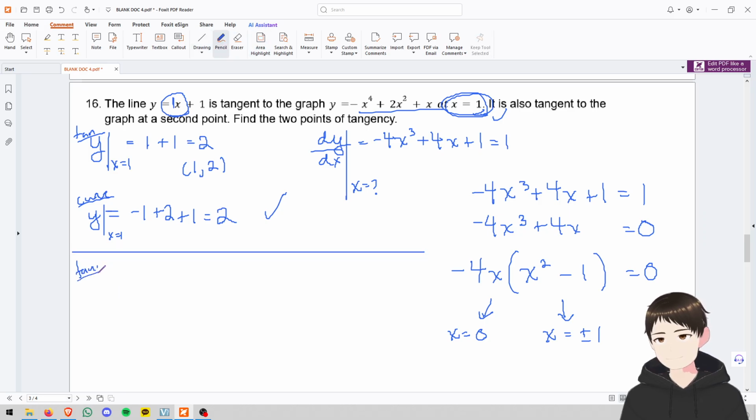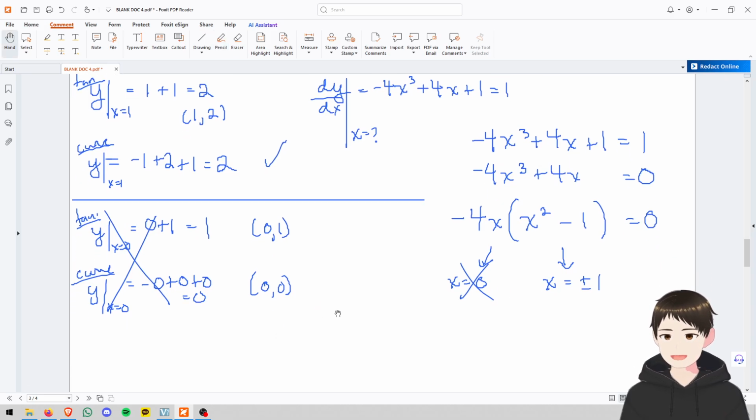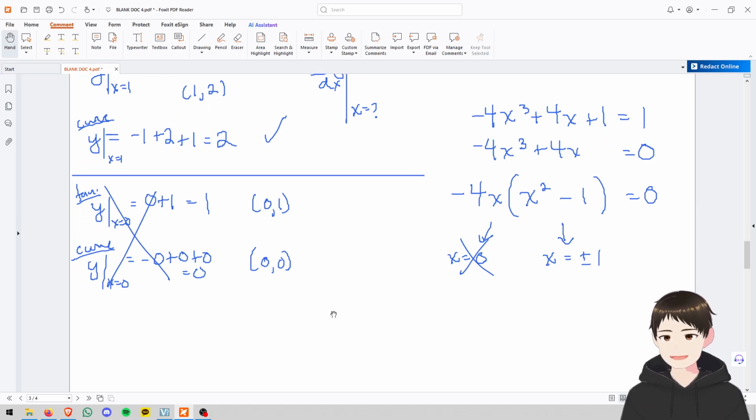Tangent: y at x equals 0 is 0 plus 1, which is 1. So the point 0, 1 is on the tangent. On the curve, y at x equals 0 would be negative 0 plus 0 plus 0. That's a 0. Ooh, they do not agree. So x equals 0 is my imposter. And let me tell you why that shows up anyways, even if it's an imposter.